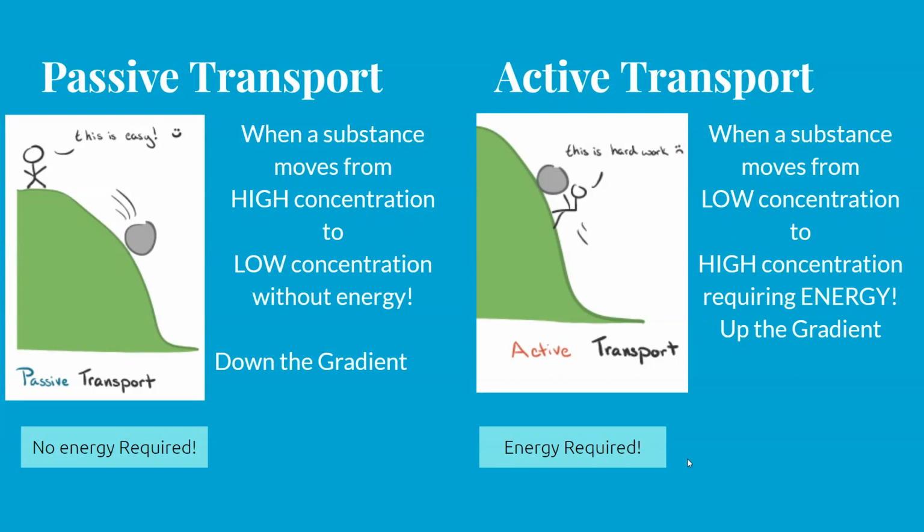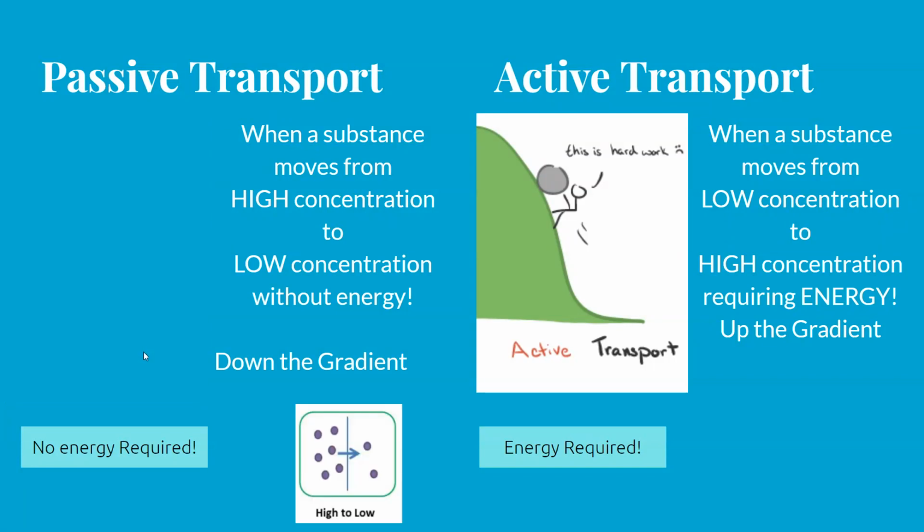In case you missed any of the last few days of class, this will catch you up on all of the topics. So, let's start with the difference between passive and active transport. In passive transport, a substance is moving from high concentration to low concentration, and that does not require energy. So, we call that going down the gradient.